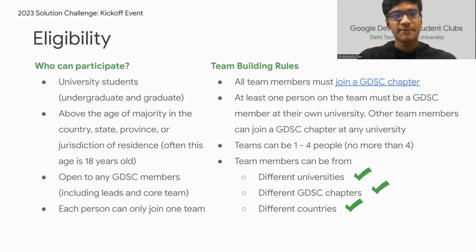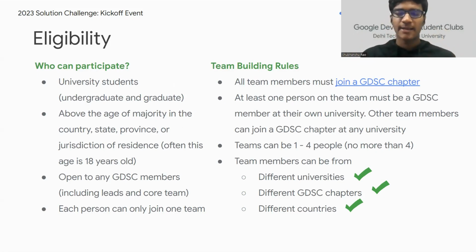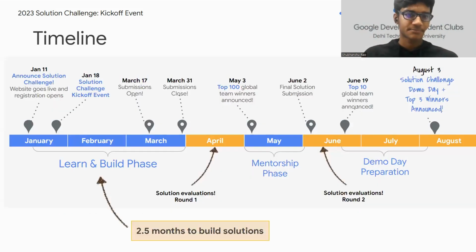So the eligibility for the Solution Challenge this year is you have to be a university student, you have to be above the age of 18, and it's open for every GDSC member, the leads and their co-leads, and each person can join only one team. And the rules for team building are that the maximum number of participants a team can have is 4, and one member of the team has to be a part of any GDSC chapter. Your team can consist of members from different universities, different GDSC chapters, and even different countries.